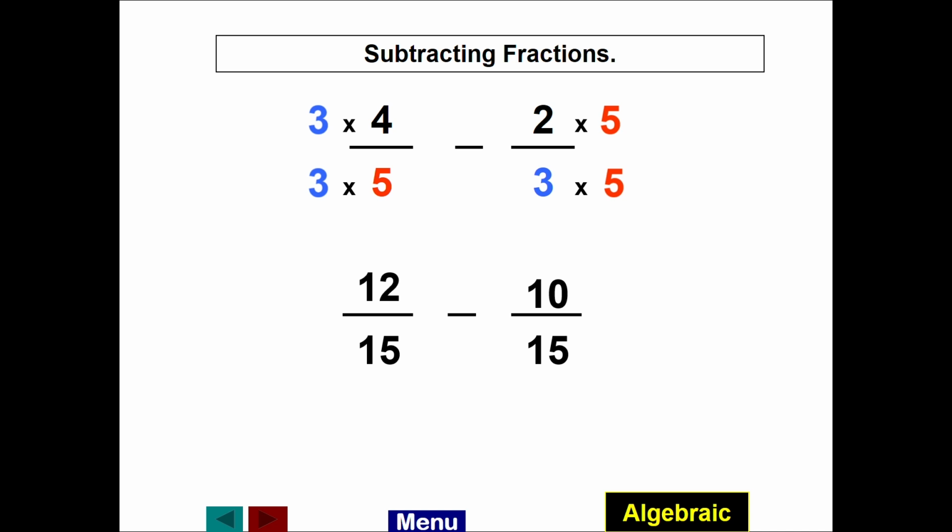Now the denominators are the same, so you keep that denominator. You only subtract the numerators, which is 12 minus 10. It becomes 2/15.